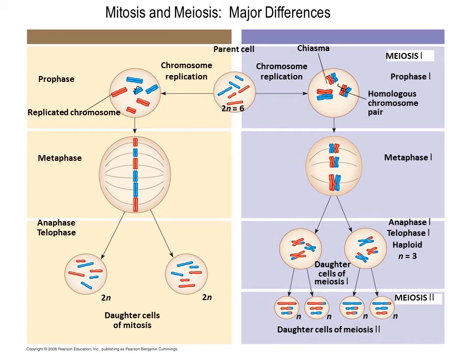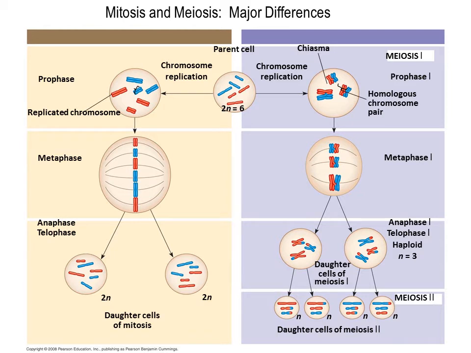So this slide just kind of puts a different face on that, and hopefully I'll remember to hit all the major points about the differences between mitosis and meiosis. One of the big things is in meiosis, during prophase 1, the homologous chromosomes are going to match up, and that gives us our opportunity for crossing over.